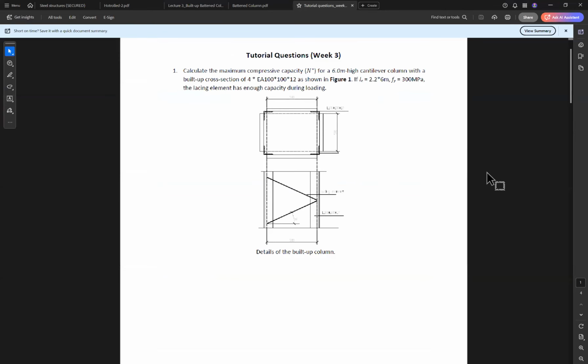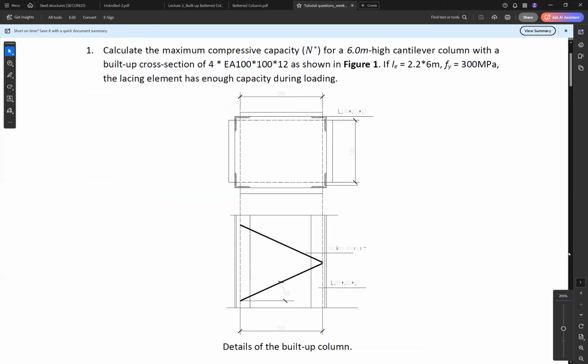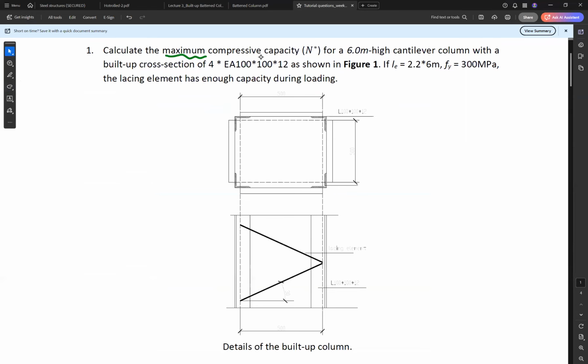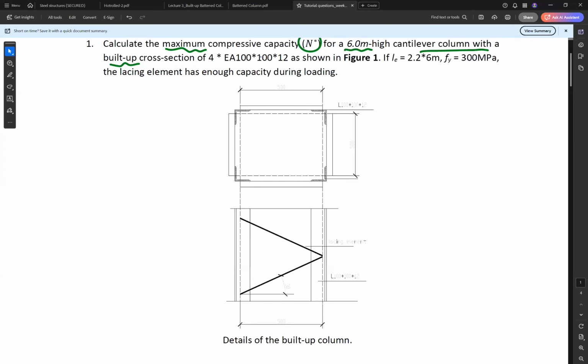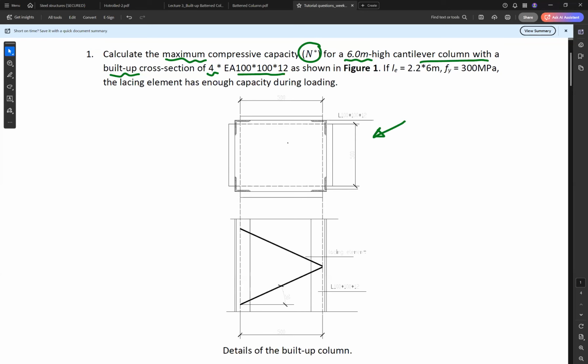So in this class example for week 3, it is required to calculate the maximum compressive capacity N asterisk for a 6-meter high cantilever column from a built-up cross-section. This built-up cross-section consists of 4 equal angles, 100 by 100 by 12 millimeter, as shown in this figure here.